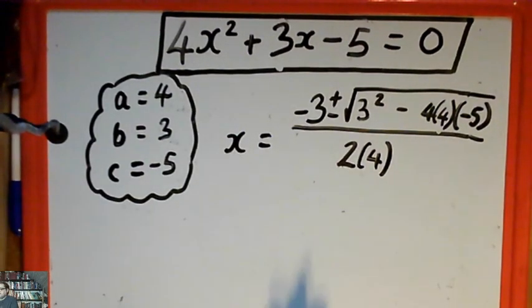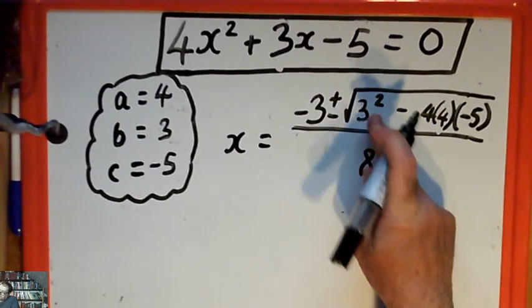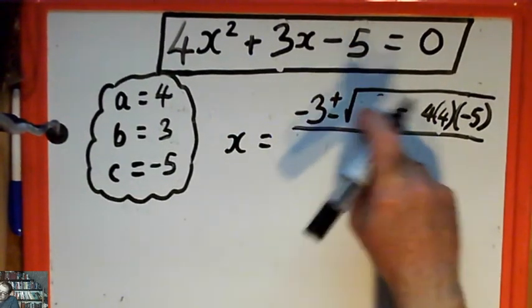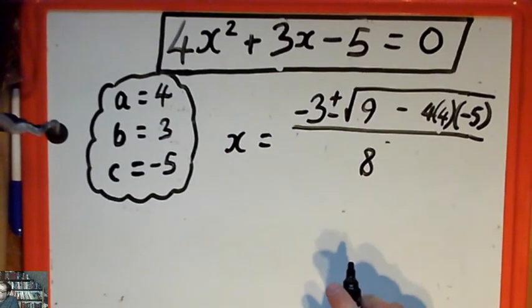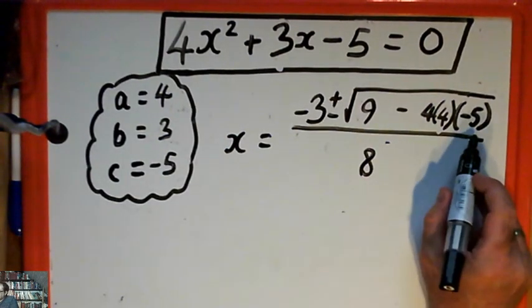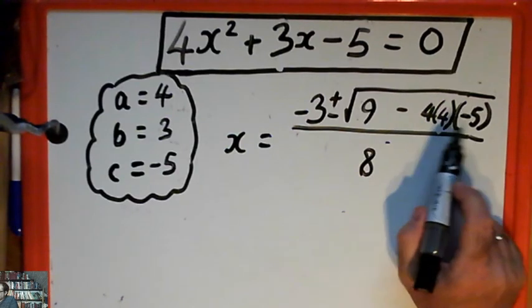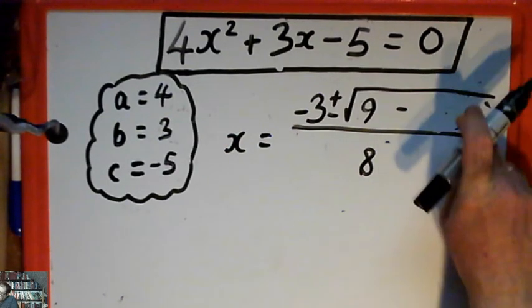Okay, let's tidy it up. 2 times 4 is 8, that's easy. 3 squared is 3 times 3, 9. 4 times 4, that's 16. 16 times 5 is 80. 16 times minus 5 would be minus 80. So 4 times 4 times minus 5 would be minus 80.